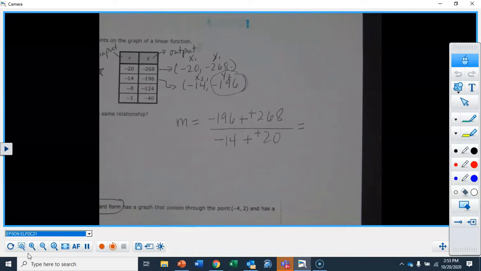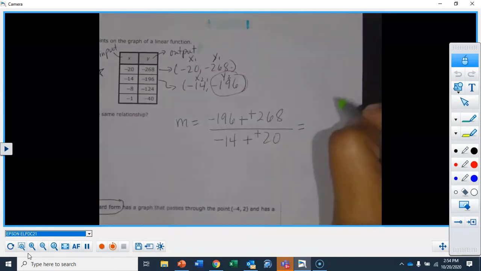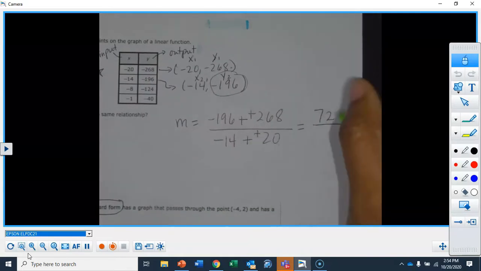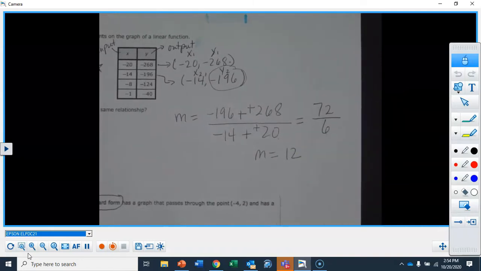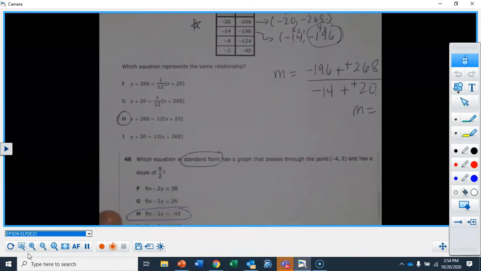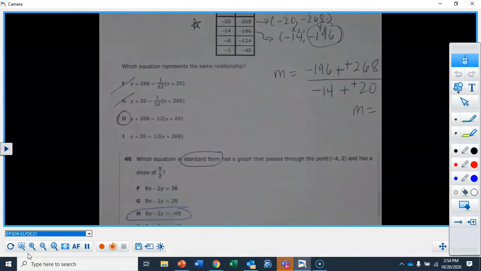So 268 minus 196, I've got to subtract, okay? And I believe it's 72, but let's just use the calculator real quick. So 268 minus 196, yes, is 72. Hope everybody can see that. So I have 72 in the numerator, and then here I have 6. And I know that 72 divided by 6 is 12, positive 12, okay? So when I go to my answer choices, guys, that's why I canceled out F and G, because it's 1 over 12, all right? So it's between H and J.